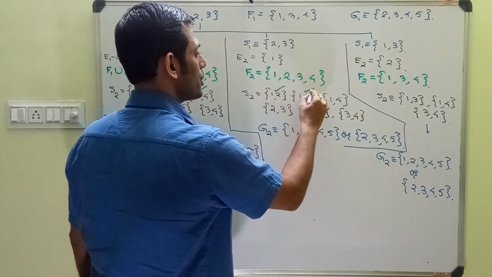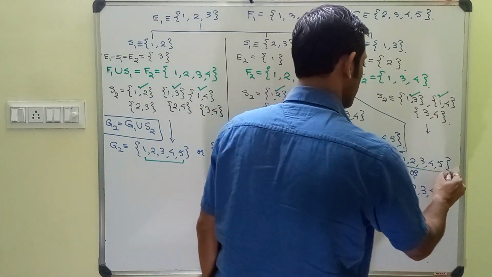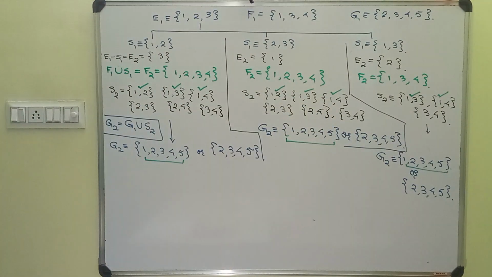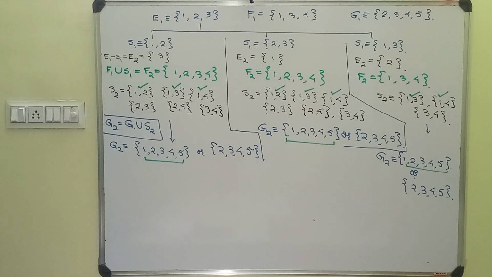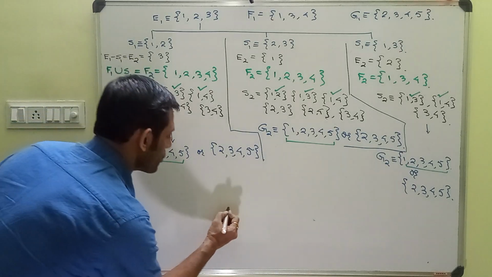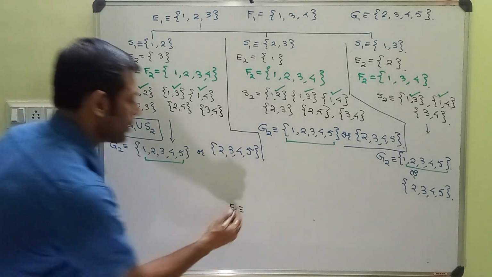Again this one and this one form this set, and like this. In the next step, two elements are chosen at random without replacement from G2, and let S3 denote the set of these elements such that E3 is E2 union S3. Now S3 calculations can have several possibilities, but the end result should be such that E3 should be equal to E2 union S3.